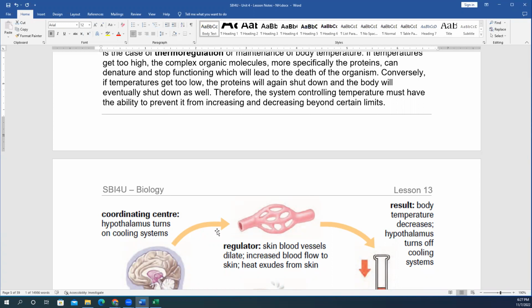Conversely, if you have temperatures that are too low, you have proteins that are also not able to function optimally. Enzymes are not able to catalyze at optimal levels and may actually shut down, and the body will eventually shut down as well. So therefore, it's very important to have systems in place to control temperatures and prevent it from increasing or decreasing too much beyond certain limits.